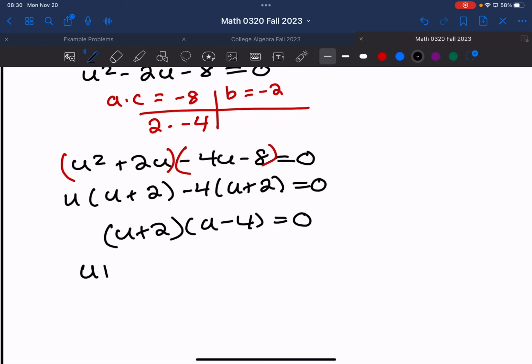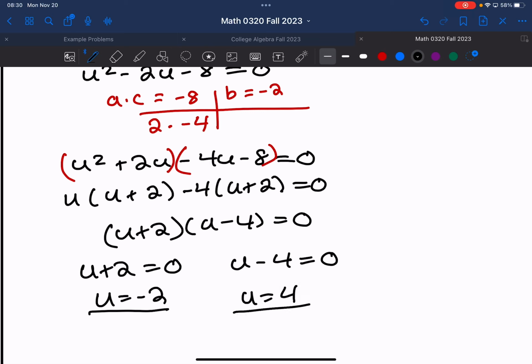Set each to 0. u plus 2 equals 0. u minus 4 equals 0. And then I solve each one separately. So for the first one, I'm going to subtract 2, and I get u equals -2. And for the next one, I'm going to add 4 over, and I get u is equal to 4.